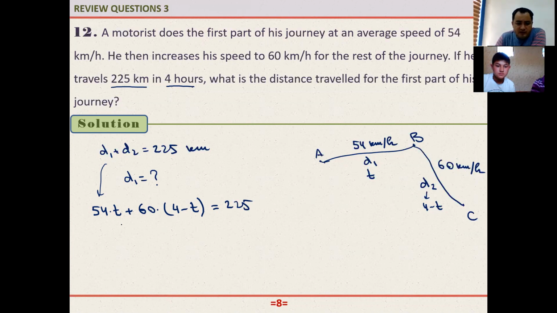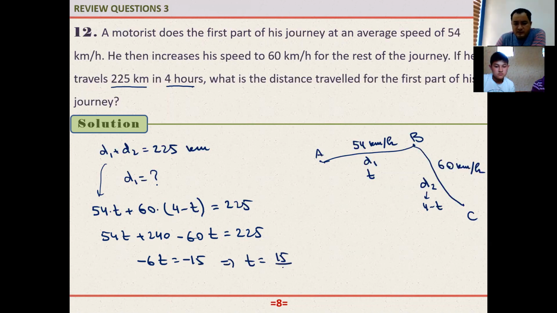So if you simplify here, we have 54T plus 240 minus 60T equals 225. 54T minus 60T. Take this to the right hand side, 225 minus 240, it is minus 15. So from here, what is T? It is 15 over 6, or dividing by 3, 5 over 2, right?